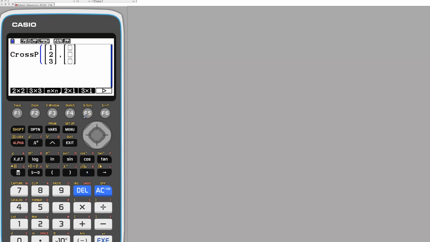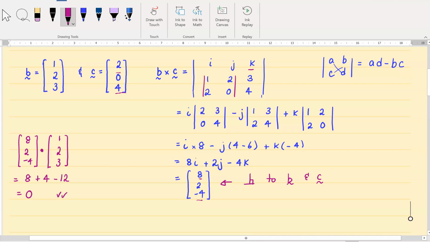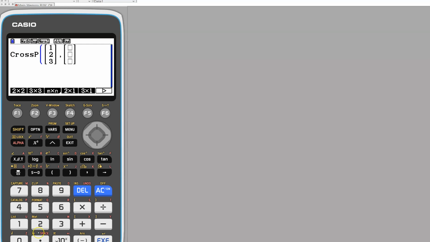We're going to have another 3 by 1, and what was that matrix again that we did? 2, 0, 4. So pop in 2, 0, 4. Make sure you close your bracket. And there we have it, 8, 2, minus 4. So you can check on your calculator that you've got this correct.